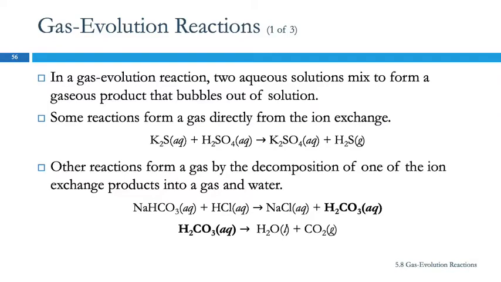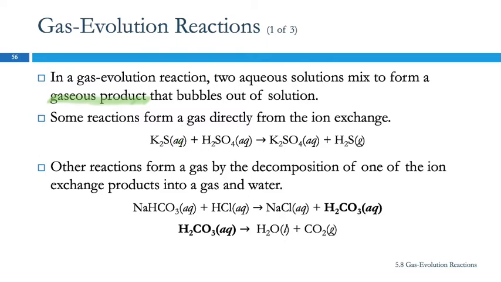Now we're going to talk about gas evolution reactions. We can recognize these because we get a gaseous product. Usually you see that as bubbles. So when we dissolved the copper wire in nitric acid, we got a gas given off, right? It bubbled. Now that doesn't quite meet this definition of two aqueous solutions, but it is the idea that a gas is being evolved.